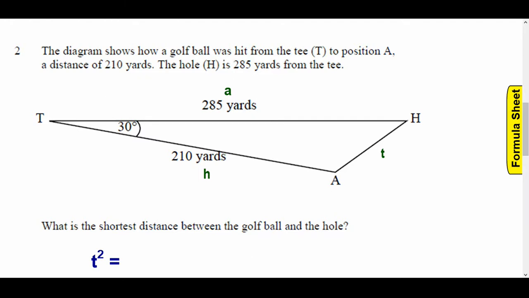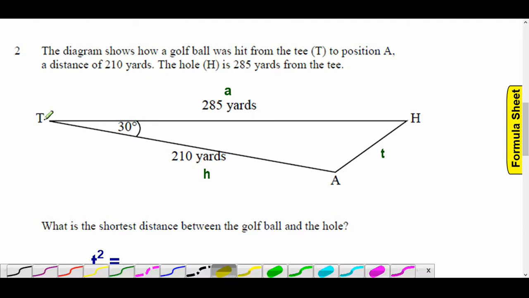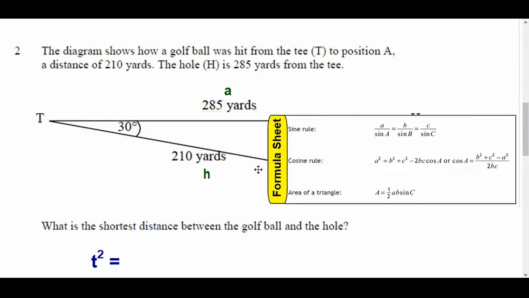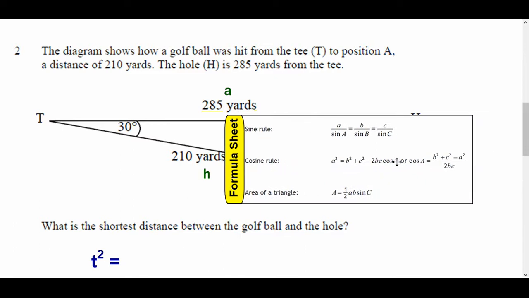Now this is a cosine rule question. The reason I know it's a cosine rule question is because I've got two sides and the angle in between, and that allows you to work out the last side, that one. Now, when you're looking at the cosine rule in the formula sheet, there's two cosine rules. You've got this one or this one. This one's for working out angles, which we don't do in this unit assessment. So it's that first one you're looking for.